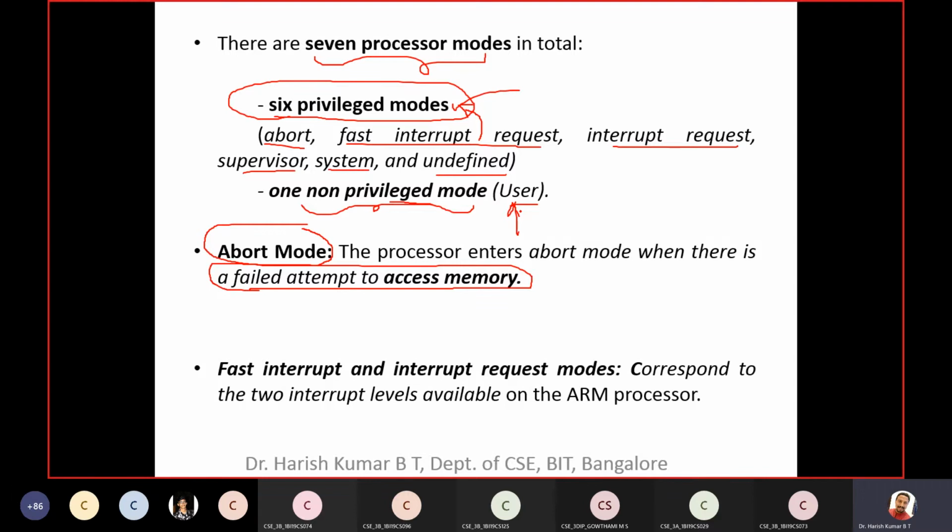Hope you people understood? Yes or no? Yes, sir. The processor will enter from the user mode to the abort mode.